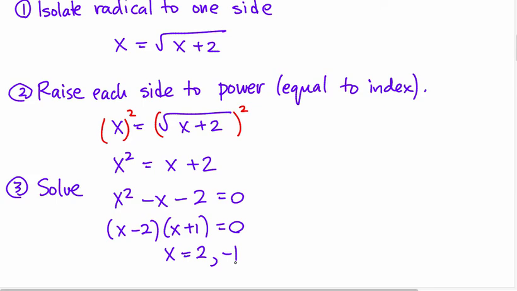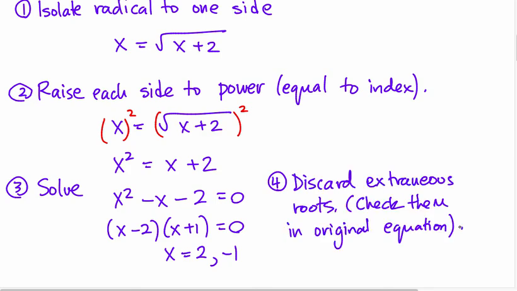Now, last time we did this graphically, we didn't see those two solutions, we only saw one solution. So there are extraneous roots, and we need to discard them as step 4. And there's a couple of different ways to discard extraneous roots. I like just checking them in the original equation.